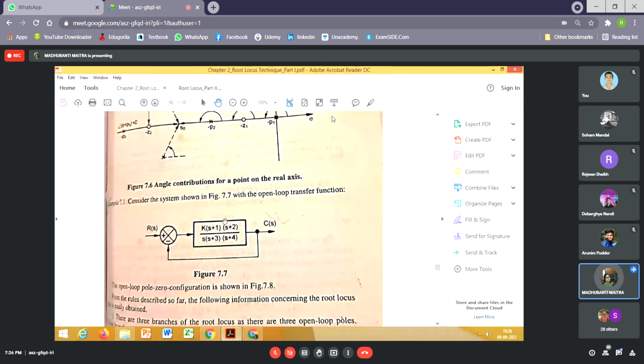So let's consider a system having this open loop transfer function. The transfer function is K into (s plus 1) into (s plus 2) divided by s into (s plus 3) into (s plus 4). From this open loop transfer function, it's clear that the number of open loop poles is equal to 3. One located at s equal to 0, the second at s equal to minus 3, the third at s equal to minus 4.